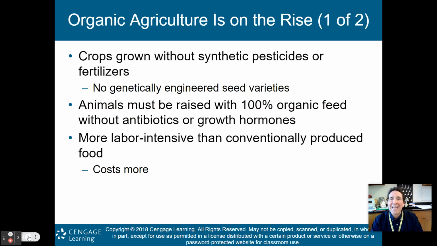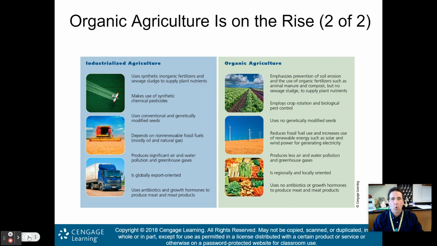So organic agriculture is on the rise. Organic agriculture is more traditional, meaning you have crops grown without synthetic pesticides or fertilizers. You use no genetically engineered seed varieties. We'll talk about that in a couple more slides. Animals must be raised with 100% organic feed without antibiotics or growth hormones. Organic agriculture, however, is more labor intensive than conventionally produced food. It's going to cost more, again, but the idea is that it is much, much better for the environment.